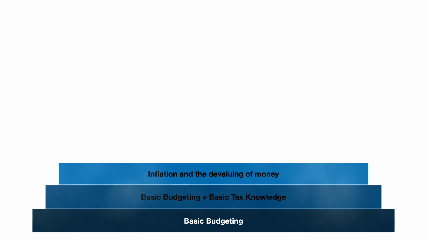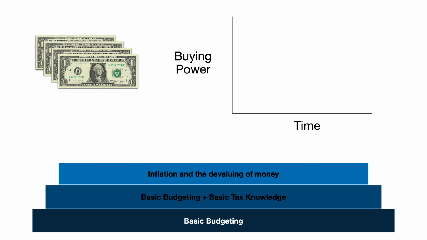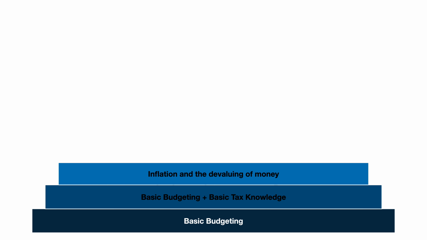The third level is going to be inflation and the devaluing of money, understanding that concept. So understanding that your money over time, the buying power of your money actually decreases over time. So that's the third level of understanding money and finance, is understanding inflation and the devaluing of money.